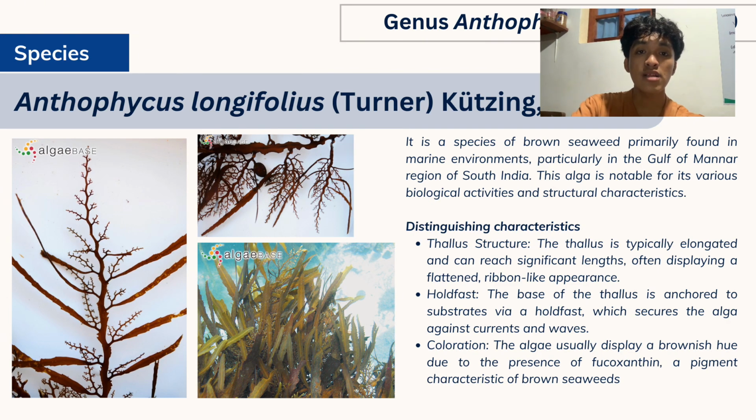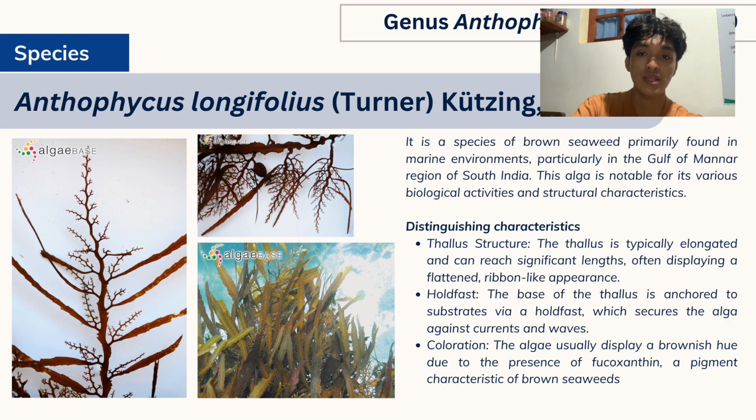So the thallus structure is typically elongated and can reach significant lengths, often displaying a flattened ribbon-like appearance. The base of the thallus is anchored to the substrate by a holdfast, the same with other species, and it secures the alga against the currents and waves. The coloration is that it displays a brownish hue due to the presence of fucoxanthin, a pigment characteristic of brown seaweed.